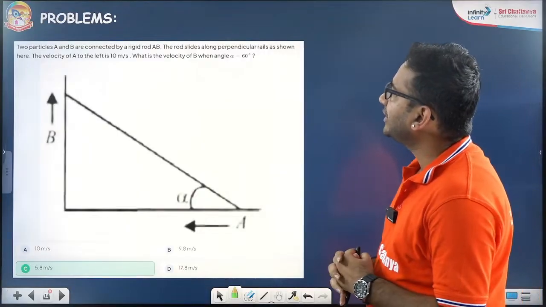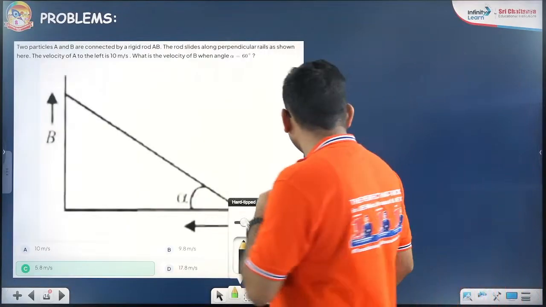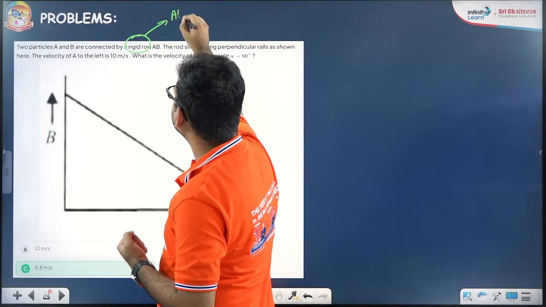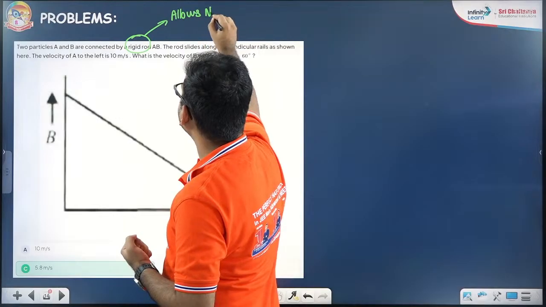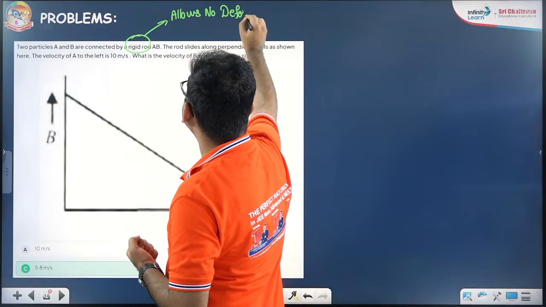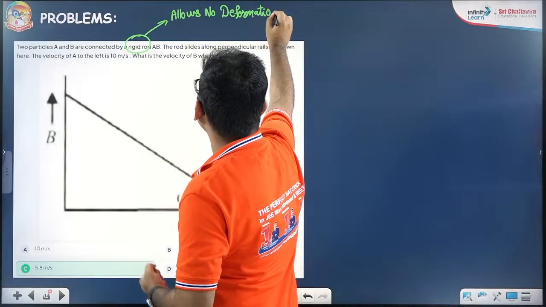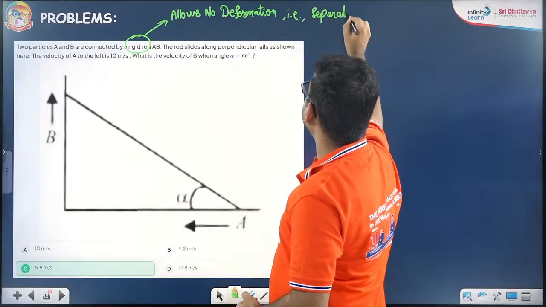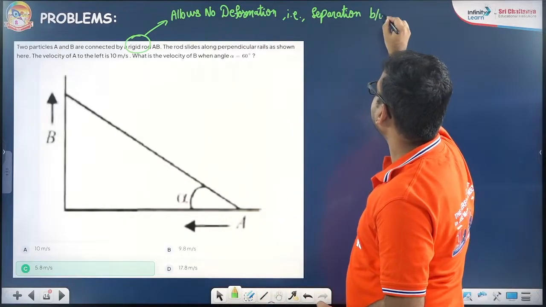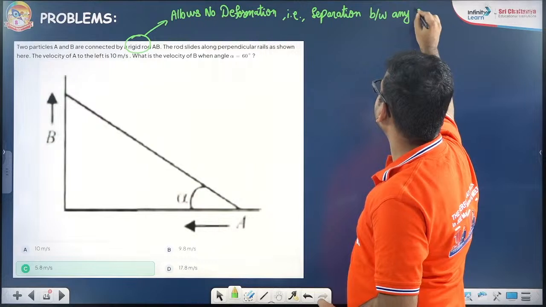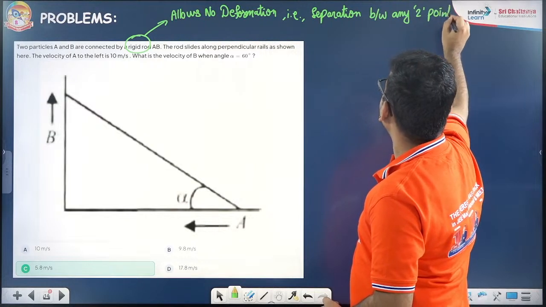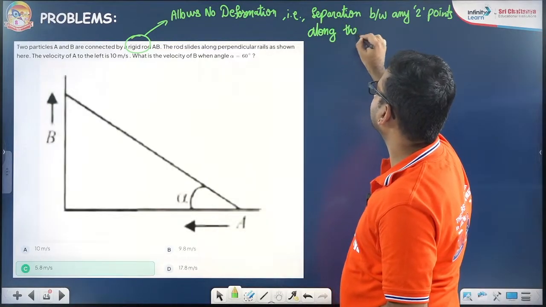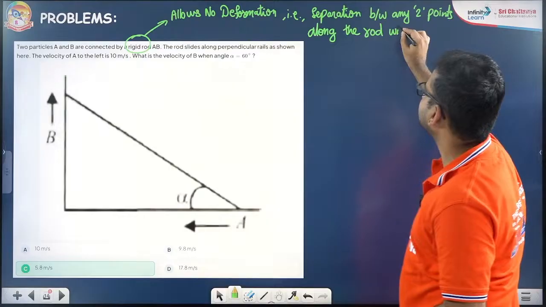Two particles A and B are connected by a light rigid rod. What is the significance of a rigid rod here? Rigid rod means it allows no deformation. That is the property I'll write. The separation between any 2 points along the rod will always remain the same.